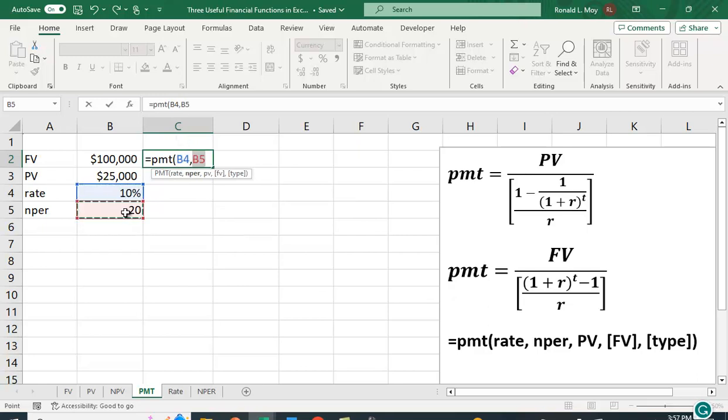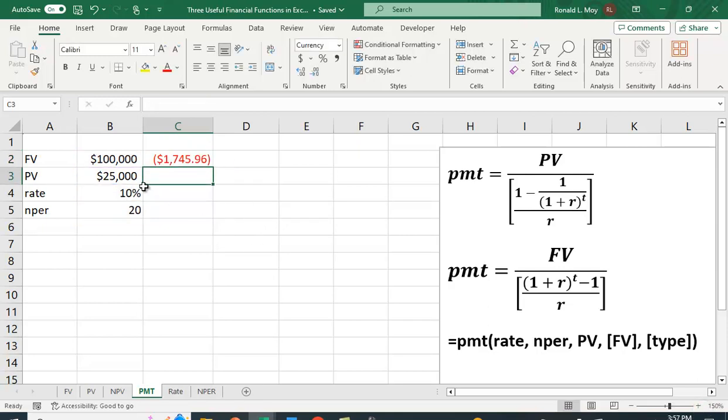Number of periods. It asks you for the PV. We don't have a PV here. We have an FV. So I'll put a 0 in. And I'll put in the FV, and we want it to be an ordinary annuity, so we'll skip the type, and I'll close the parenthesis. So you need to save $1,745.96 every year for these 20 years, and that will grow to, at 10%, $100,000.